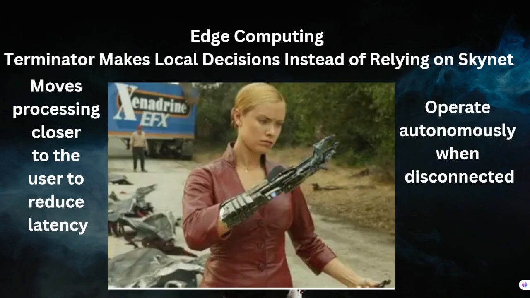Edge computing moves processing closer to the user to reduce latency. Skynet can't rely on central servers all the time due to possible attacks, so Terminators are designed to operate autonomously when disconnected. An example is when the T-800 doesn't need to communicate with Skynet. It learns and adapts locally.